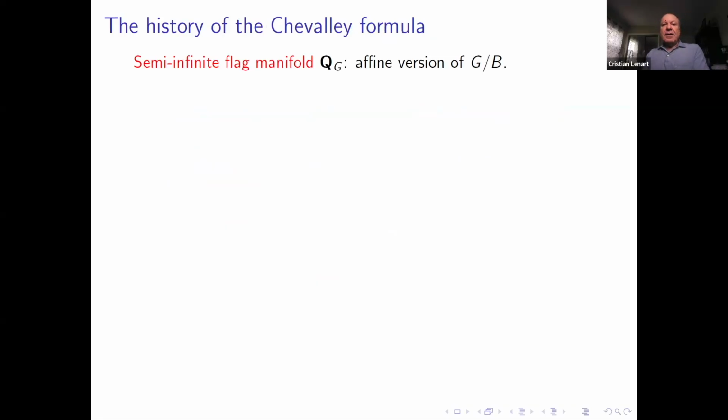And there is a little bit of history related to it, which is actually quite interesting, where this comes from. It has to do with a semi-infinite flag manifold denoted QG. This is a non-standard, I would say, affine version of the usual flag manifold G/B. There is the usual affine flag manifold, but this is not that one. It's another, non-standard version, called the semi-infinite.